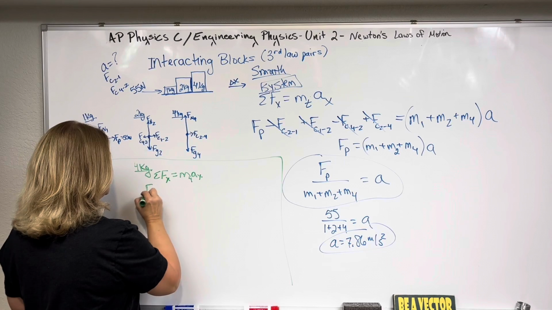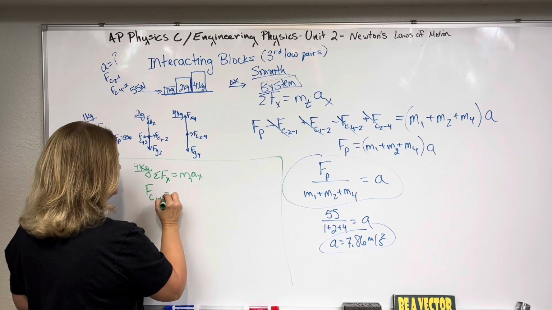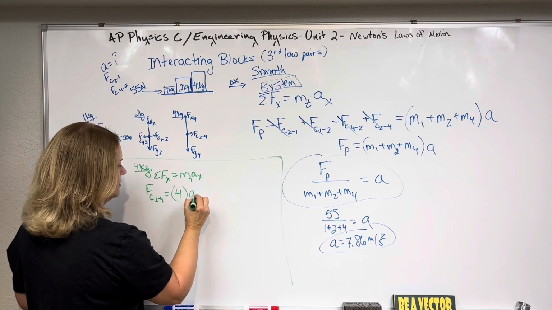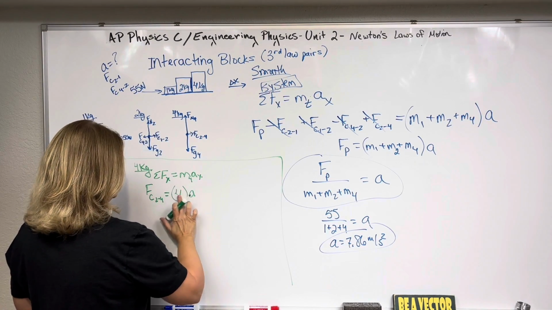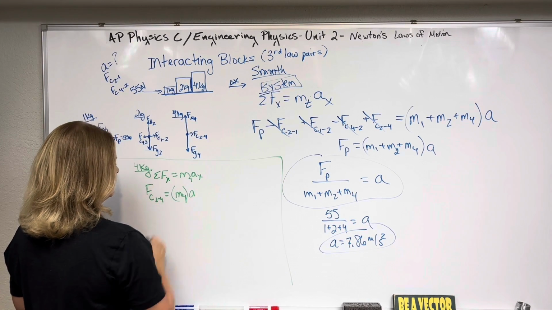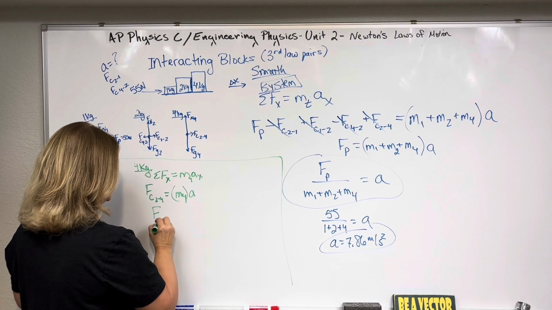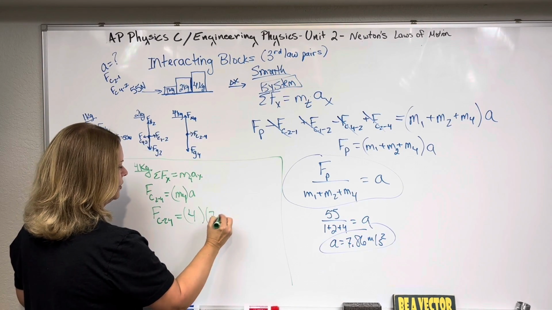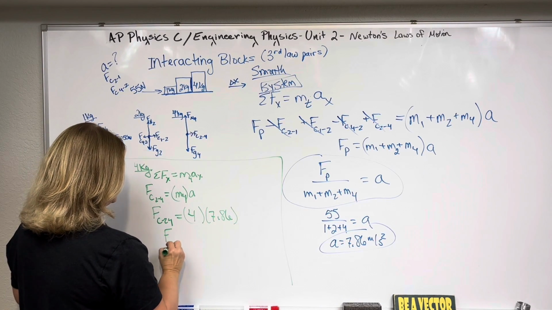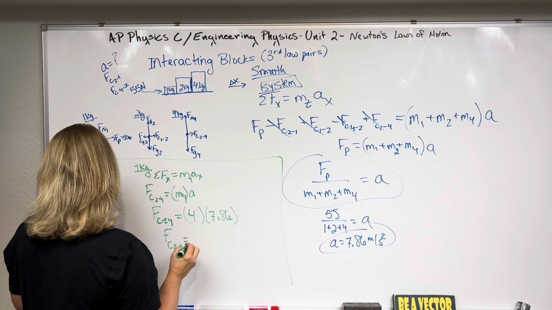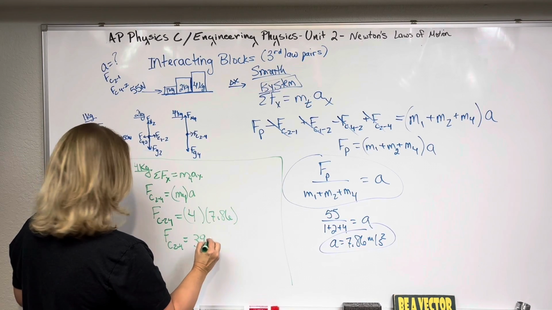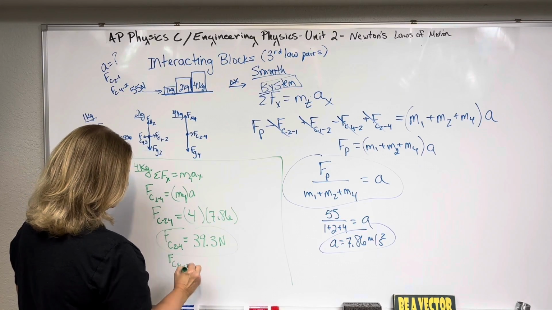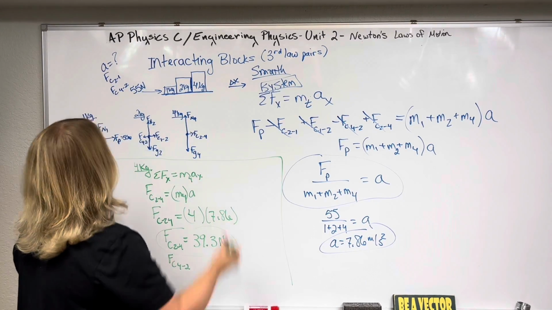I have 1 force of contact, and that's that contact of 2 on 4, equals the mass of that block, which is 4, times its acceleration. I'll do m4 times its acceleration. Now I can plug in numbers. My mass was 4 and my acceleration was 7.86. So I get a contact force of block 2 on 4 of 39.3 newtons. And that's exactly the same as the force of contact the 4 is putting on the 2. Perfect. So I have done that.